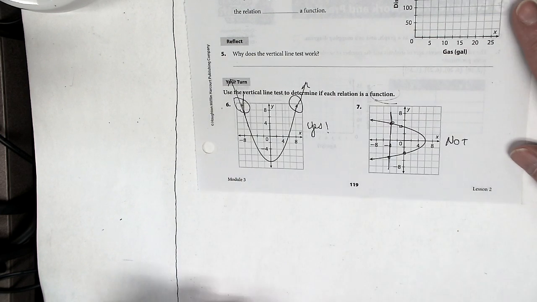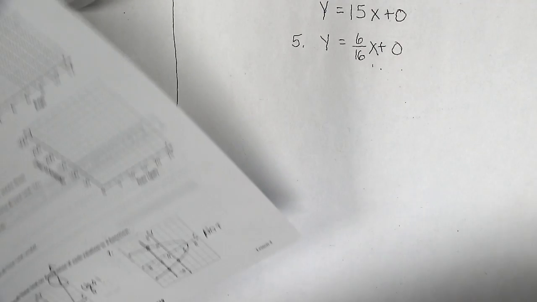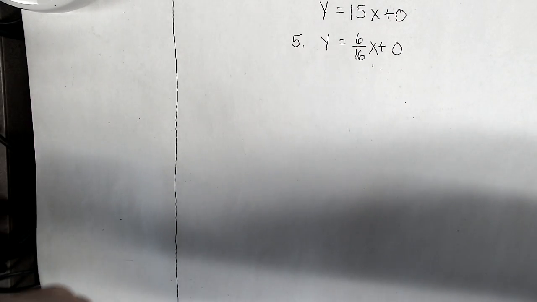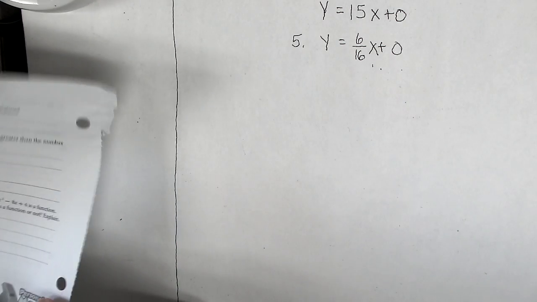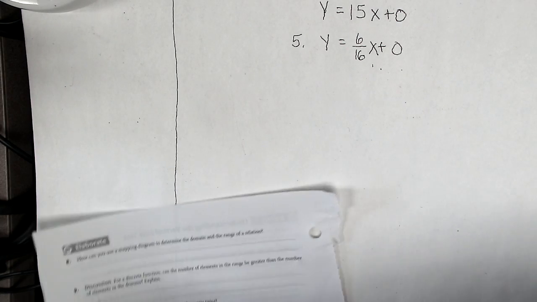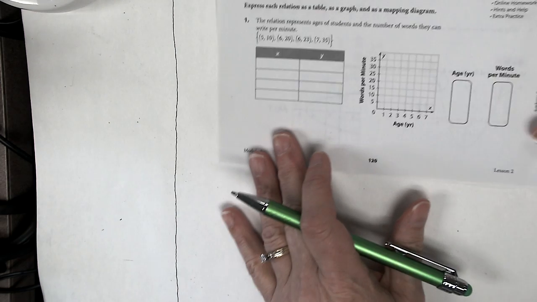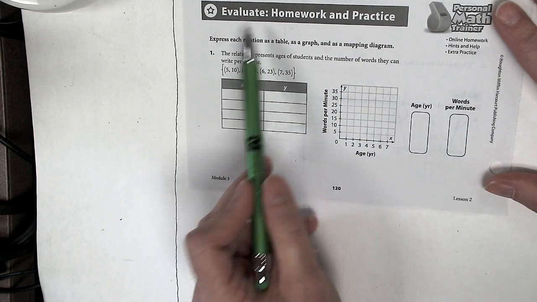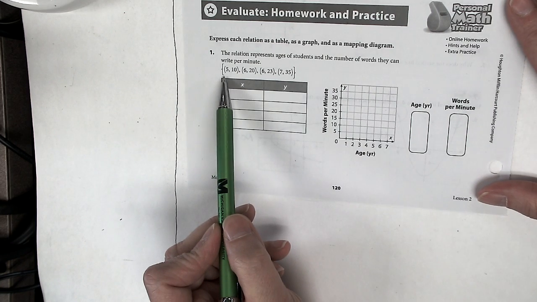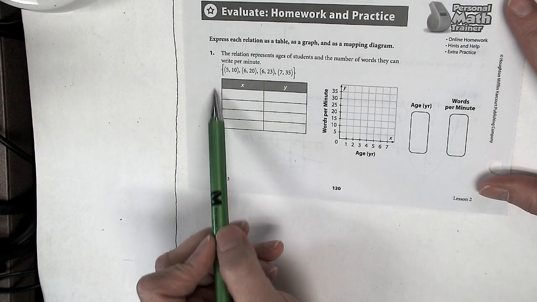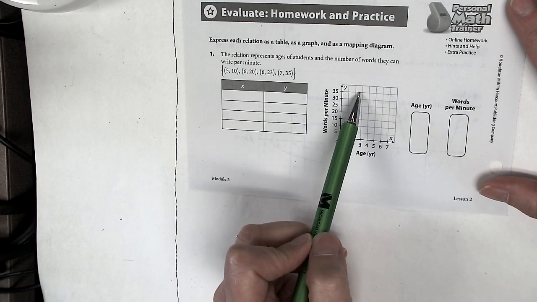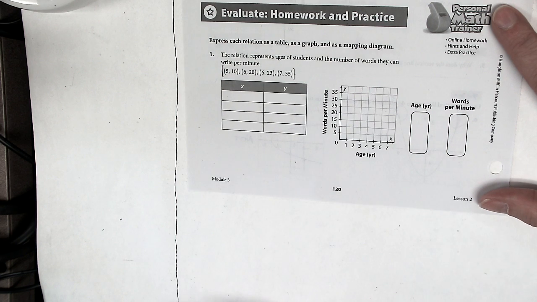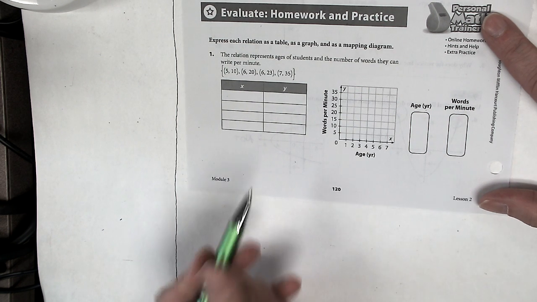Next page. For your homework, you have to write it as a table, make a graph, and you're also going to have to write it as a map. And then you're also going to have to tell whether it is a function or not. So that's basically what your homework is. Now there's one more part of your homework that I want to turn to.